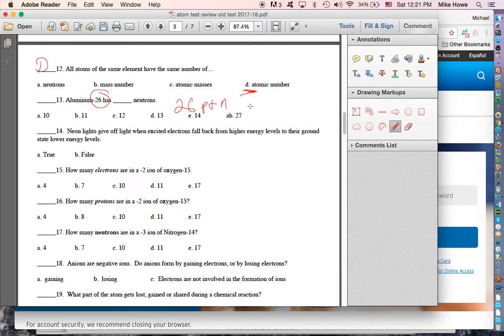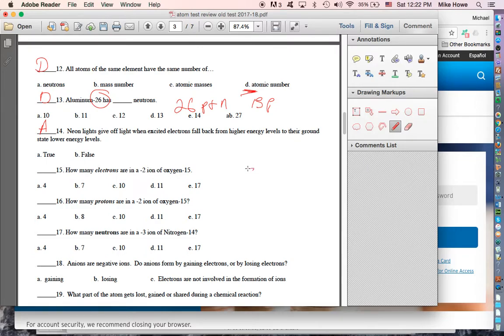Aluminum 26, so you have 26 protons and neutrons. I don't have a periodic table here, but if you look at a periodic table, you'll see aluminum has 13 protons. You know that 13 are protons, so the rest of them have to be neutrons. 26 minus 13 is 13. Number 14, neon lights give off light when excited electrons fall back from higher levels to their ground state. That's certainly true because energy is released when the electrons fall back in the form of light. We saw that in the light tube demos that we did in class.